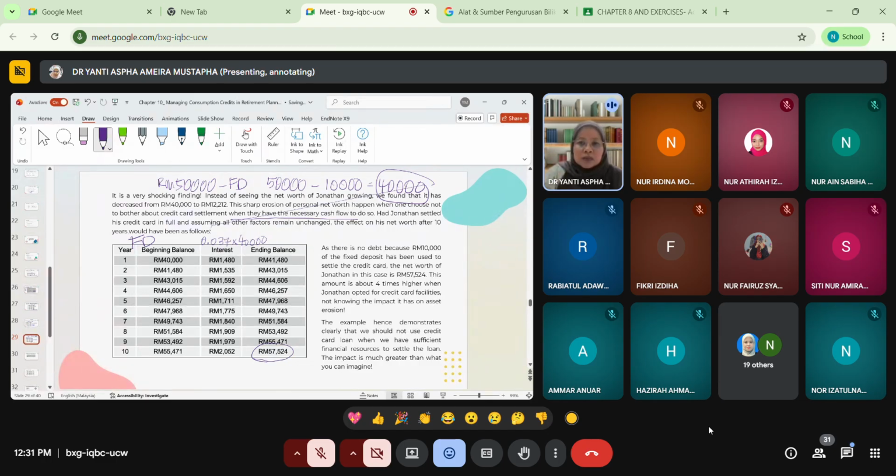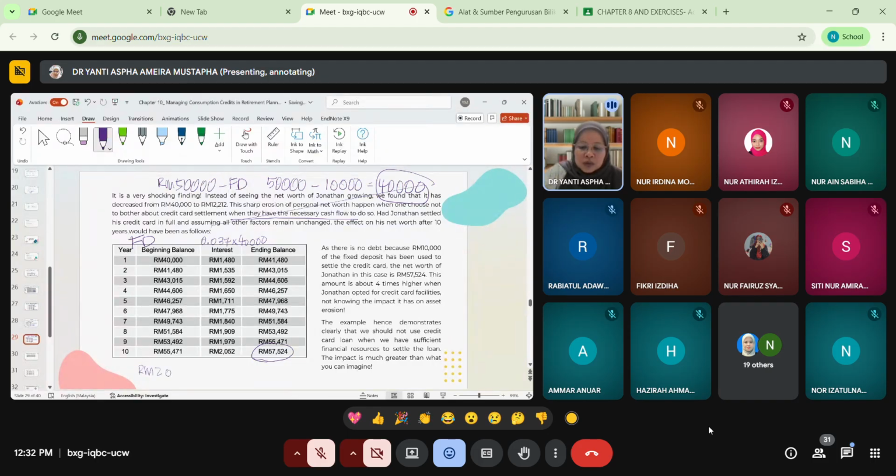Okay, so it is lesser than the beginning, but it's still, there's no debt. This amount is about 4 times higher than if Jonathan opted for credit card facilities, not knowing the impact it has on asset erosion. Okay, so this demonstrates that satu, we should not use credit card loan when we have sufficient financial resources to settle the loan. So that's why I gave that example just now.